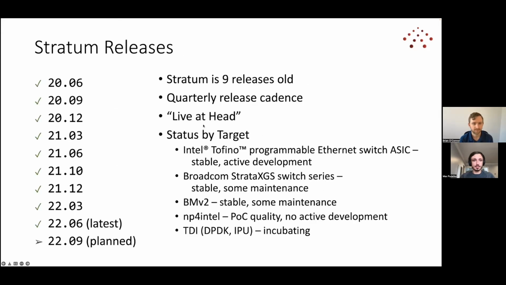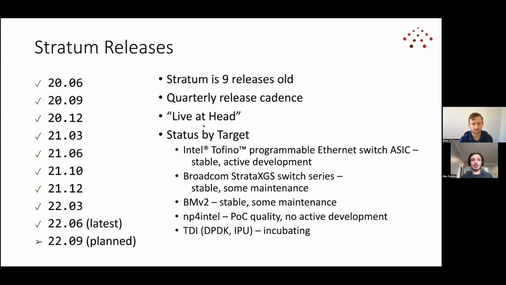Let's start with a short recap here. At this point, Stratum is 9 releases old at a quarterly release cadence, with the newest release, 22.06, being released just last month. By now, the team has figured out the process by and large, and new releases are mostly painless and pretty quick for us. We continue our live at head strategy, where new features and developments happen at the tip of the main branch, and we take regular snapshots of that tip and tag those as the aforementioned releases.